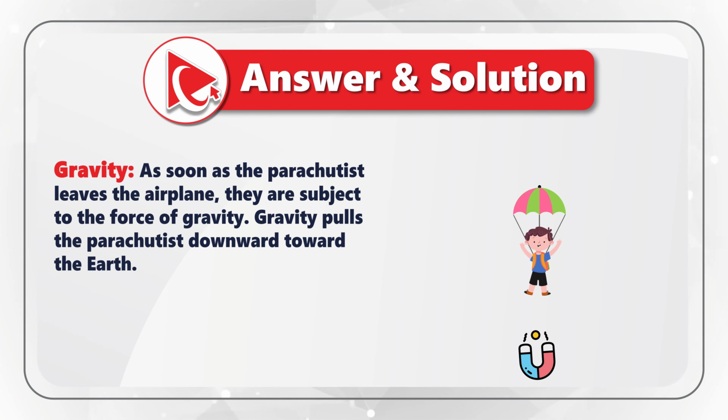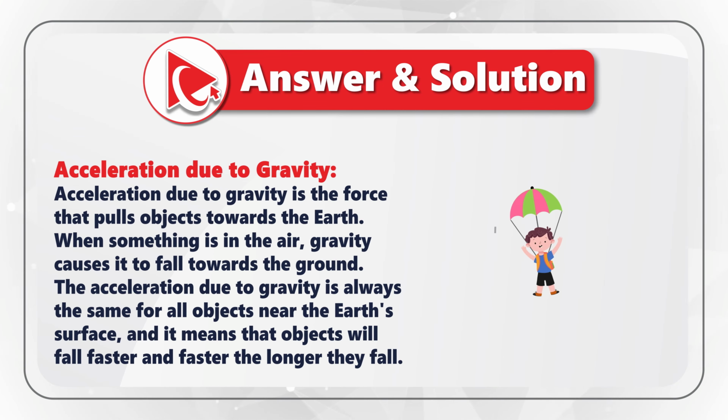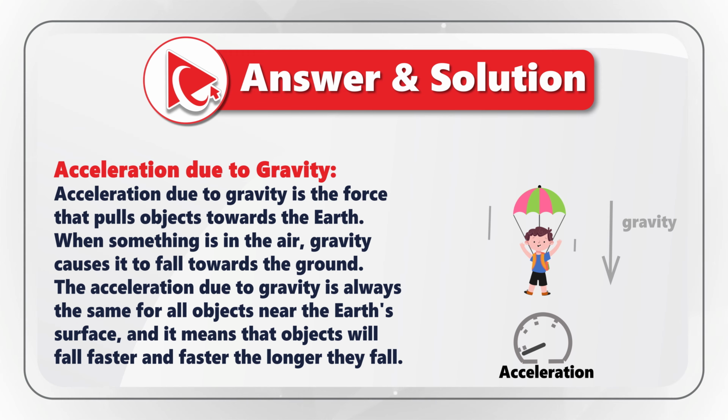Another force that will define the trajectory is the force of gravity. As soon as the parachutist leaves the plane, they will be subject to the force of gravity. Gravity pulls the parachutist downward toward the earth. And the last force that will drive the trajectory would be acceleration due to gravity. Acceleration due to gravity is the force that pulls objects toward the earth. When something is in the air, gravity causes it to fall toward the ground. The acceleration due to gravity is always the same for all objects near the Earth's surface, and it means that objects will fall faster and faster the longer they fall.